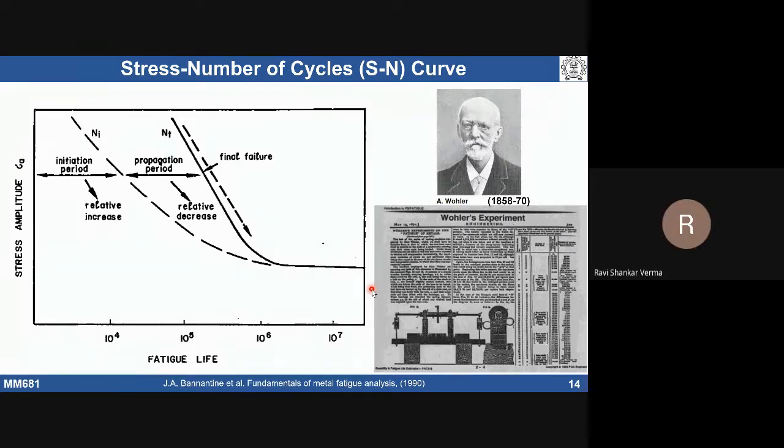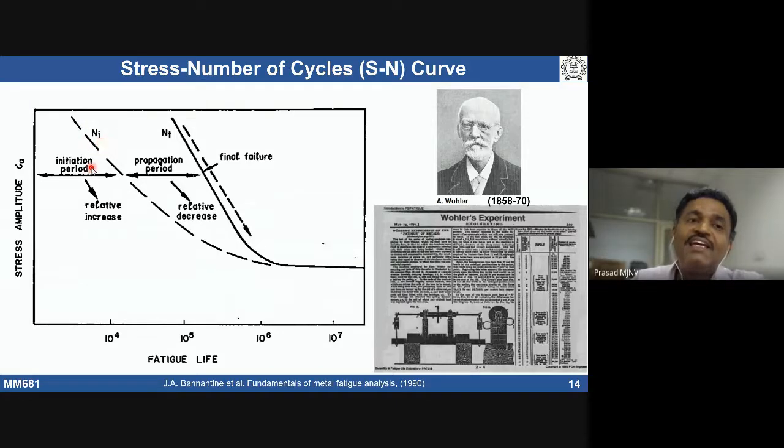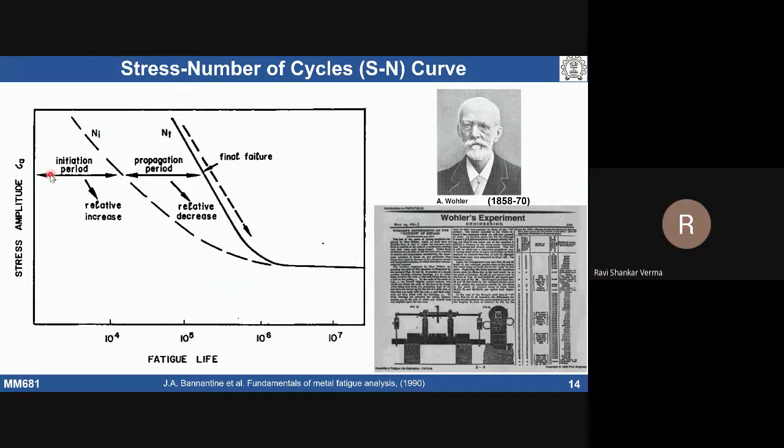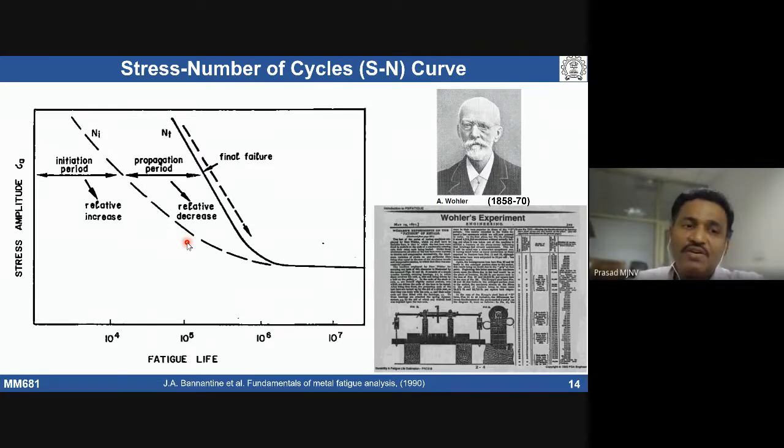So what are NI and NT? NI is the number of cycles required for crack initiation. With a decrease in the stress amplitude, NI increases, but the difference between NI and NT reduces. That means the crack will initiate late but propagate very fast at low stress amplitudes. Yes, you are right.